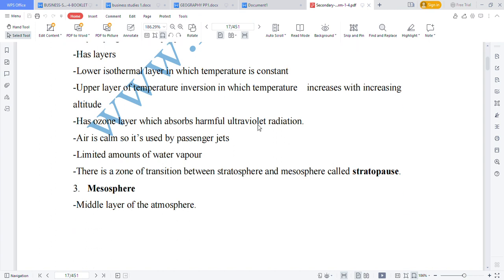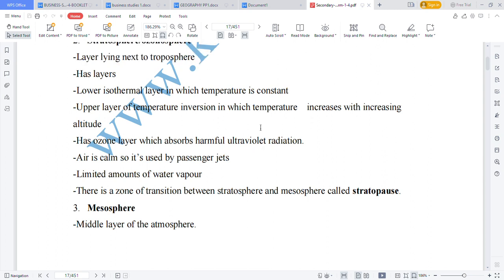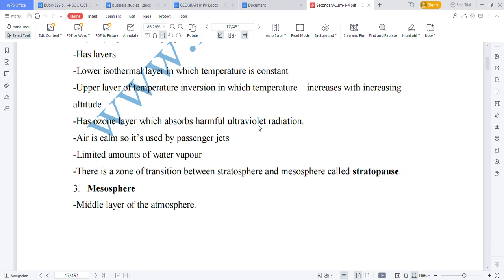It has the ozone layer, which absorbs harmful ultraviolet radiation. Air is calm, so it is used by passenger jets. The stratosphere has a limited amount of water. There is a zone of transition between the stratosphere and mesosphere called the stratopause.